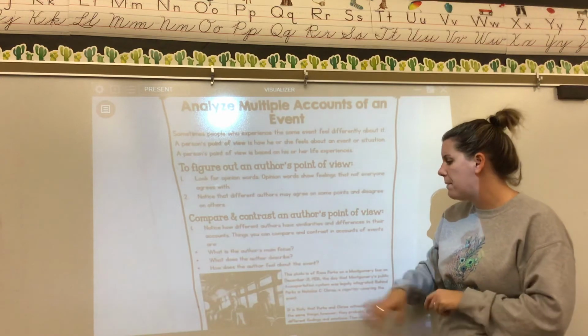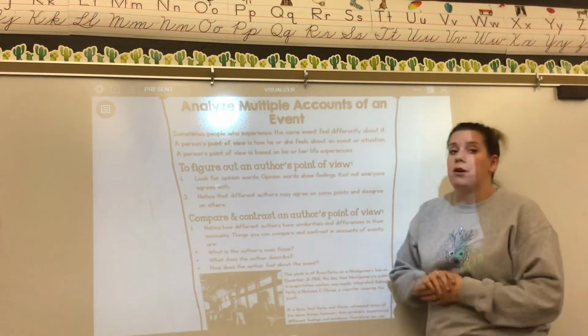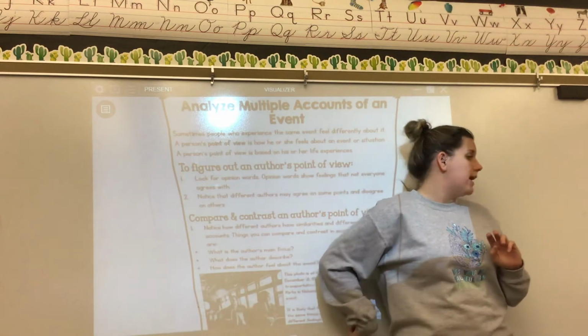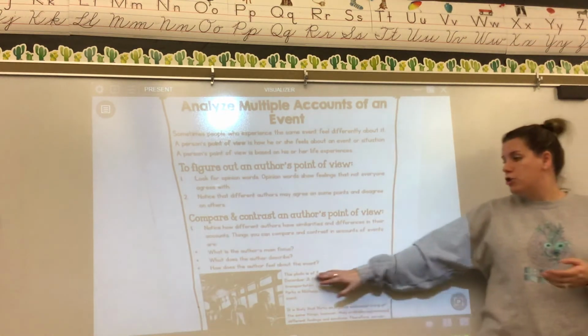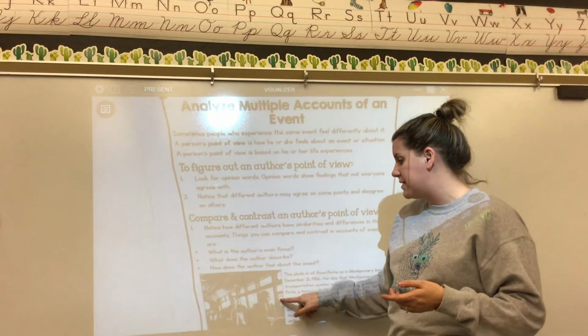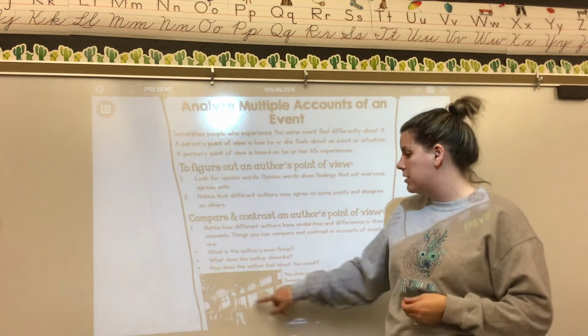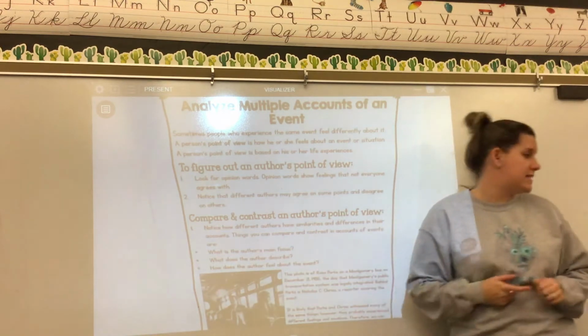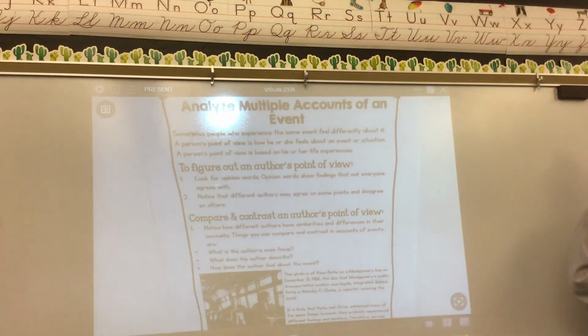And for example, I'm going to read off my page over here because it's a little blurry. It says, in this picture, you'll see Rosa Parks. And if you know about Rosa Parks, she was the one who sat on the bus and refused to get off. And behind her is a reporter. So it says that this is a photo of Rosa Parks on a Montgomery bus on December 21st, 1956, the day that Montgomery's public transportation system was legally integrated. Behind Parks is Nicholas C. Chriss, a reporter covering the event.